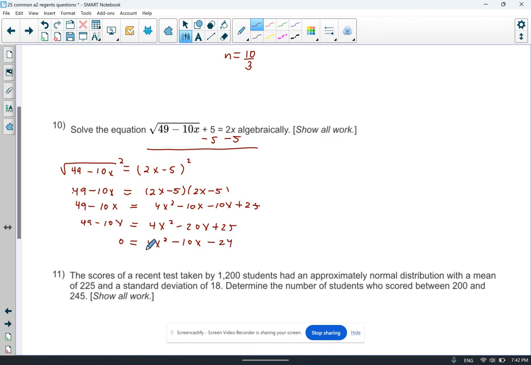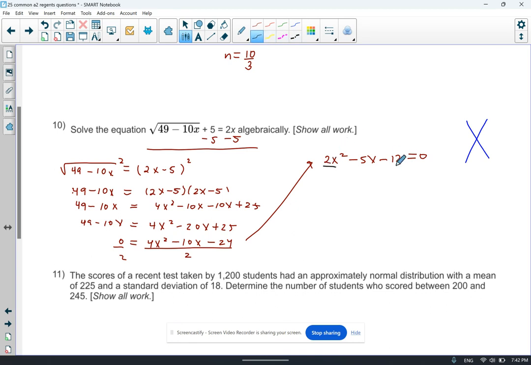And at this point, I know everything is divisible by 2. And just to make it easier to factor, I'm going to do that. And I get 2x squared minus 5x minus 12 equals 0. Now, at this point, there's so many different ways of factoring this. You could use the quadratic formula. Don't leave it blank. I'm going to use split the middle, not because it's my favorite method, but I know many of you like it.